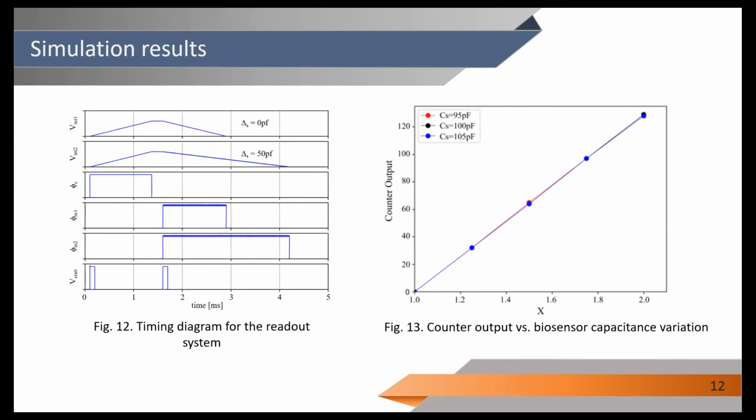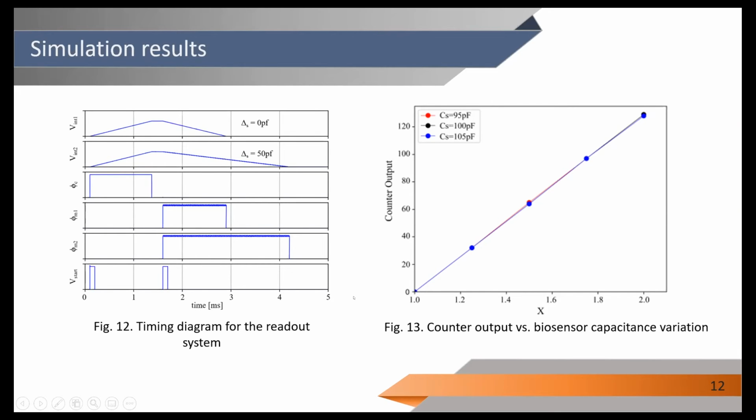The timing diagram is shown in figure 12. Here it shows how the start signal generates the calibration and measurement phases, taking a sensor without analyte and a sensor with the maximum variation of capacitance, which corresponds to 50 picofarads. With the first start signal pulse, the system is calibrated in both cases. And with the second pulse, the capacitance variation measurement is performed in these two.